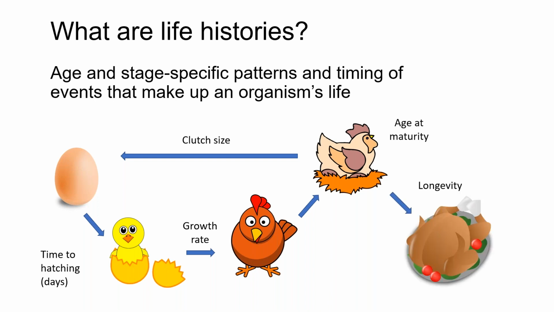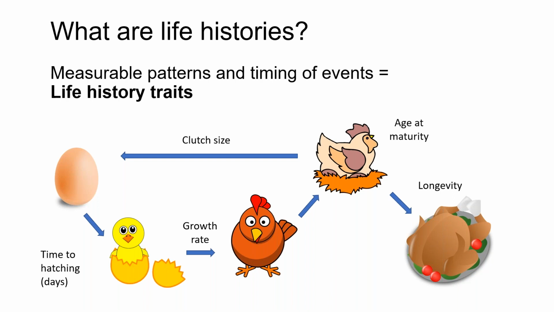And if we're lucky, this chicken will live to an old age, and we can measure its longevity, so how long its lifespan is. So all these measurable patterns and timings are what we define as life history traits, right? These measurable events and timings are what I'm focused on.